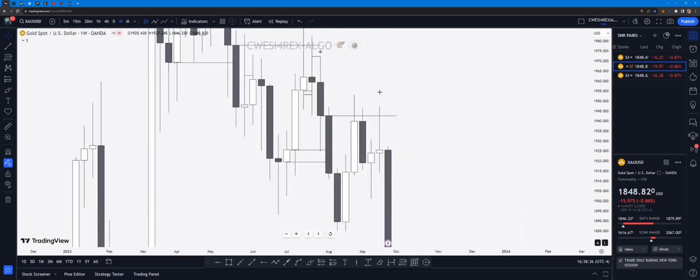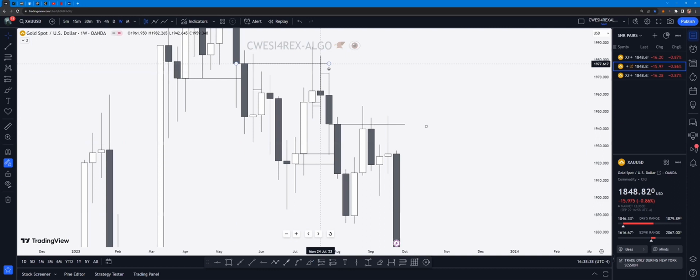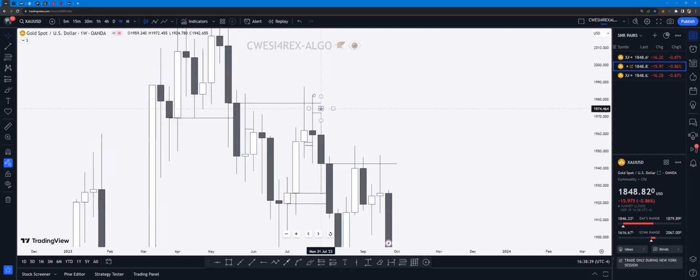Okay, so we have this weekly position over here, right? We have this weekly entry over here, okay? Because we waited for weekly to reject weekly, though. We have two ways of entries, right? With the entries, we have two ways of entries.